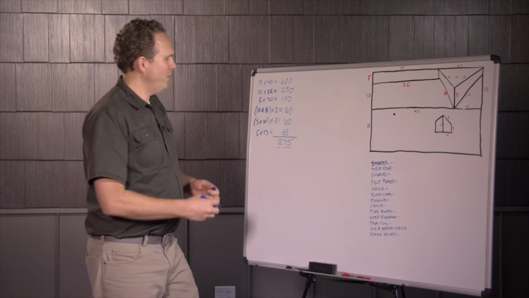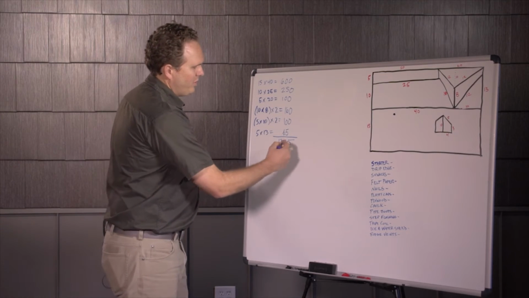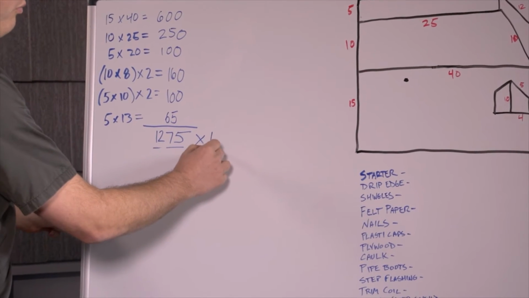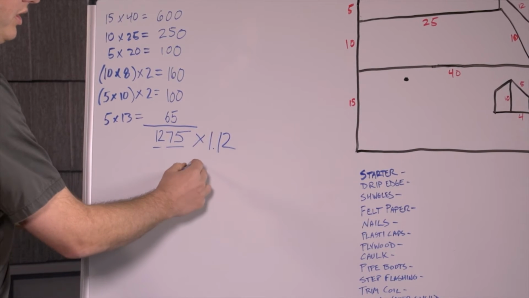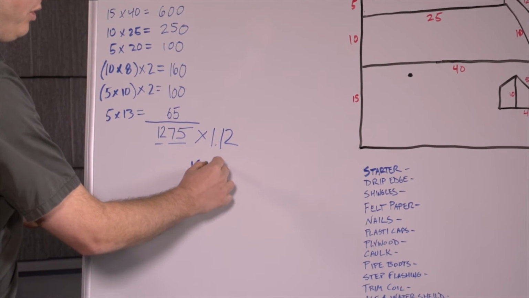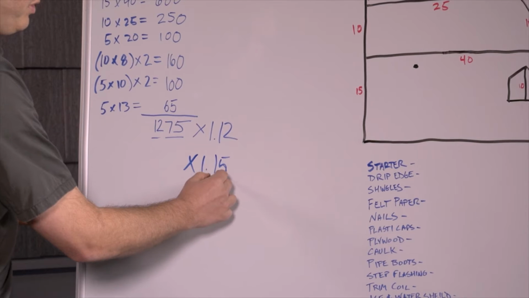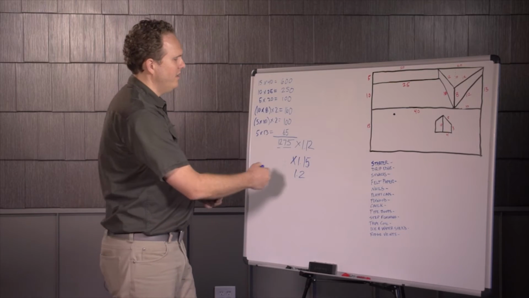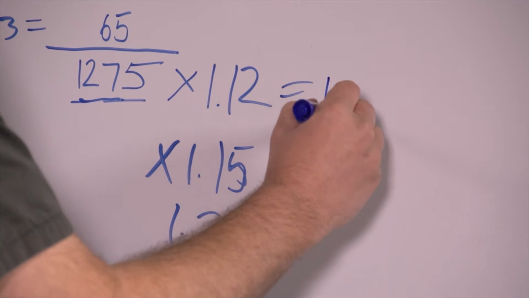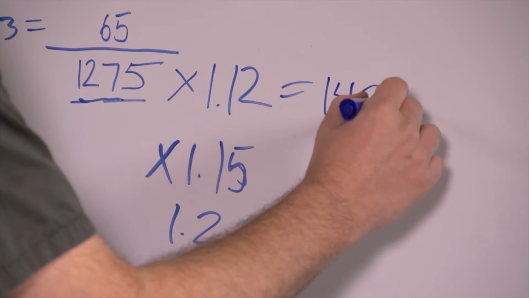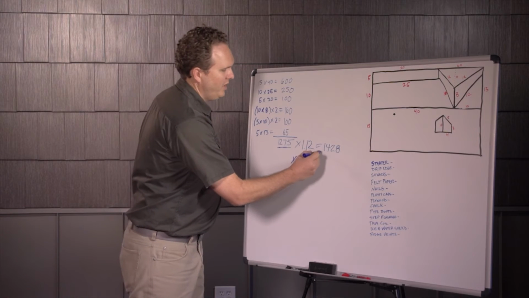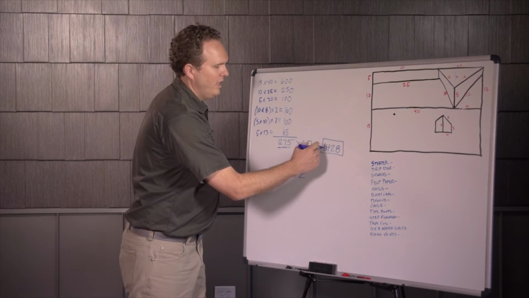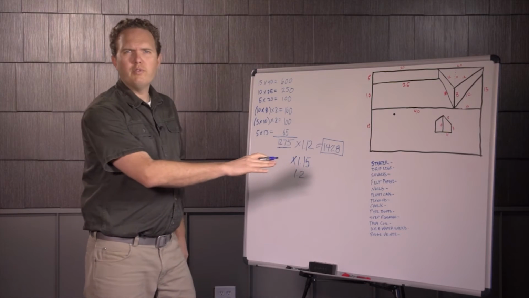So for 12%, you're going to multiply your number times 1.12. If you wanted 15%, you'd use 1.15. 20% would be 1.2. Okay, so hopefully you get the idea there. So multiply 1275 times 1.12, you come up with 1428. This is the number that we're going to use when we're figuring the materials for this roof.